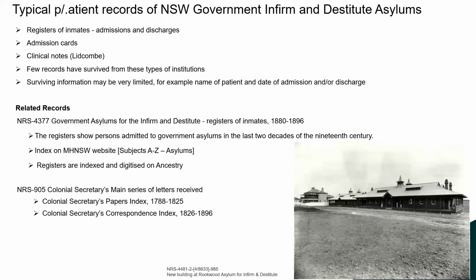We do have one general register of inmates, which covers from 1880 to 1896. This is indexed on our website, and it's also been indexed and digitised on Ancestry. We don't have the digitised copy on our website, but we do have that information on microfilm if you're coming into our reading room to look at that. Again, as always, I would suggest checking the Colonial Secretary's papers and those two indexes.